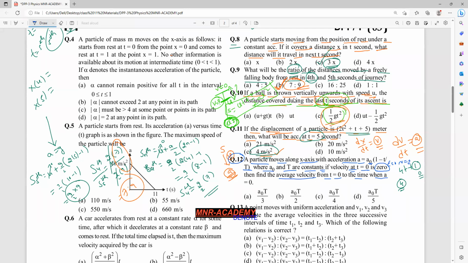Sorry, that's what? Find the velocity from t equals 0 to t equals t. This is when a equals 0. A means what actually, all of you? Acceleration. So that is what they are asking. So we want to find the velocity from the acceleration.